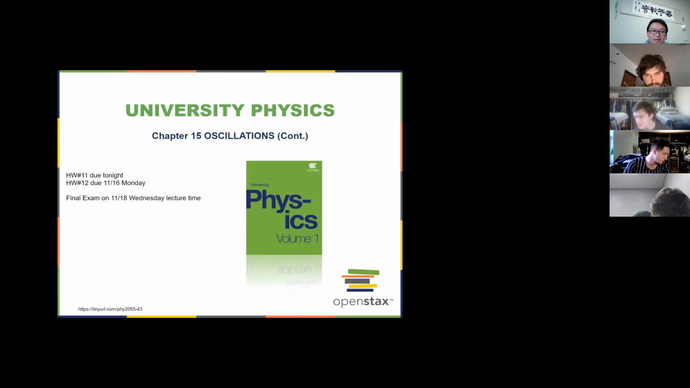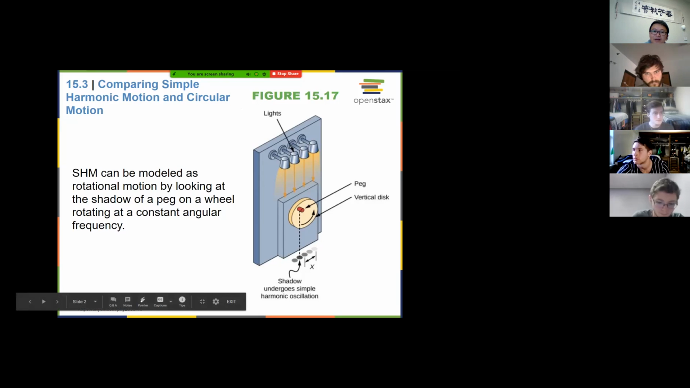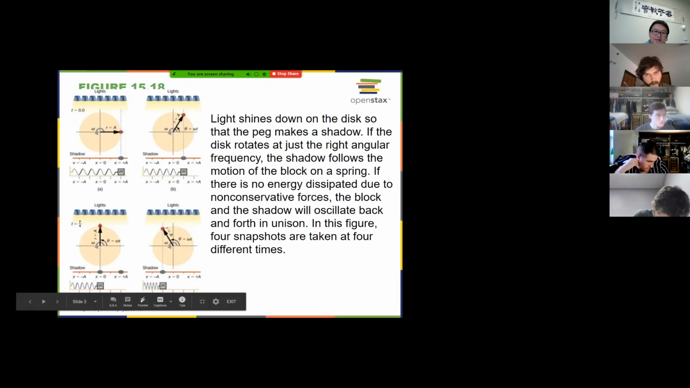All right. So let's take a look at what we learned last time. Last time we compared simple harmonic motion and circular motion. Basically, if it's uniform circular motion, that means angular speed is uniform, then the trajectory of it in one dimension will be a simple harmonic motion. It will be going back and forth, okay? So that's how you can relate the two.